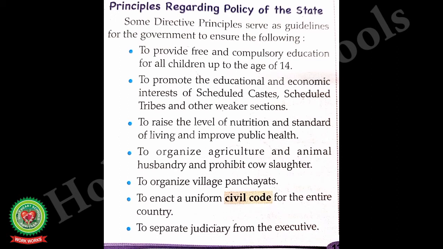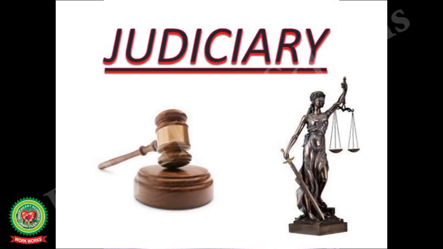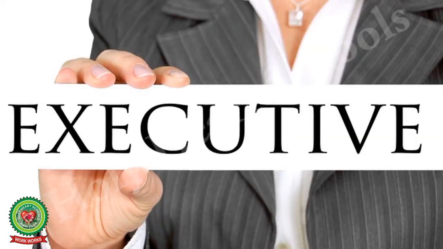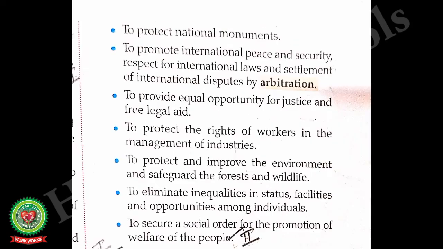Number 7, to separate judiciary from the executive. Article 50 lays down that the state shall take steps to separate the judiciary from the executive in the public services of the state. Number 8, to protect national monuments. Here the word monument means old historical buildings.